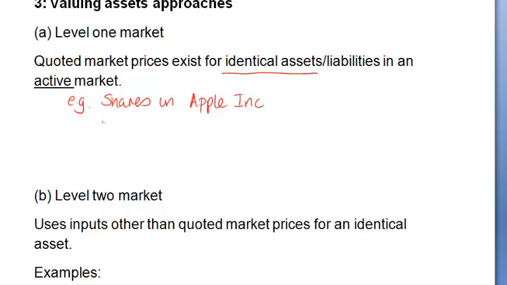It could be wheat. You know, you buy wheat by the bushel. Do you care whether you have bushel number 1 or bushel number 2? Well, they're all from the same farm. They're identical assets being traded in an active market.